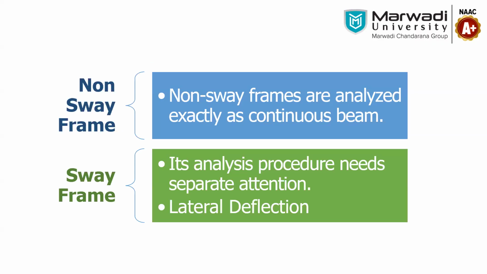Basically, there are two types of frame which we have learned earlier using the conventional methods: the non-sway frame and the sway frame. In non-sway and sway, what is the difference? Non-sway frames are analyzed exactly like we consider continuous beams, while in the sway frame there is a little bit of difference, as there is an unknown lateral deflection also. So today, first of all, in this video session we will see the non-sway frame, and in another upcoming video we will see one practice example of the sway frame.